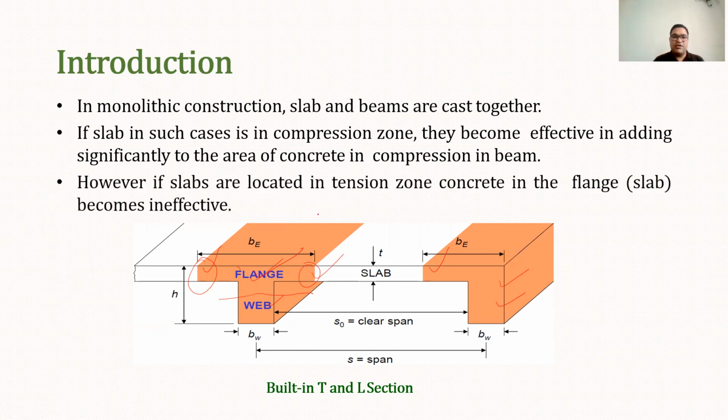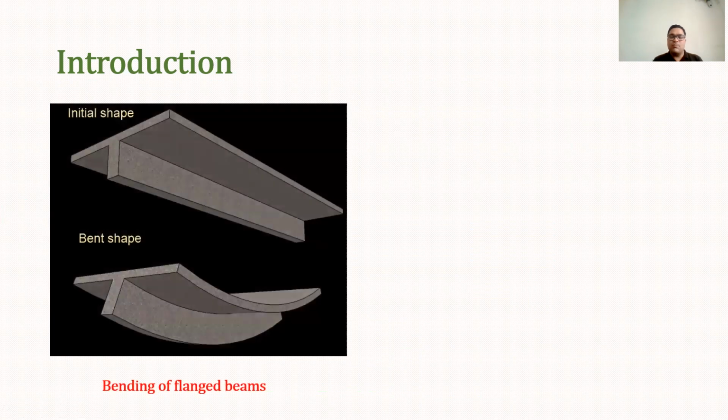So as I said, if the slab is located in the tension zone, in case of negative bending moment, it becomes ineffective. Now, if we want to see the bending shape of a T-beam, here you can see the bending of the T-beam. It is effective only when there is positive bending moment.